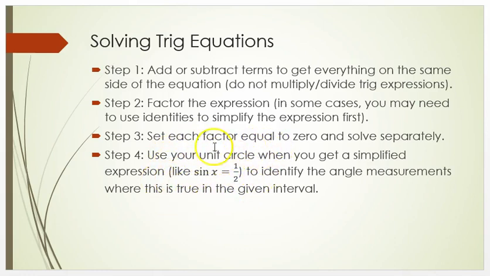So if you get an equation that says something like sine of x equals 1/2, this means look at your unit circle, find where the y coordinates are 1/2, and then state the angles that answer that. In this case, the solutions would be your pi over 6 and your 5 pi over 6 values, because that's on the unit circle where you should see a y coordinate of 1/2.